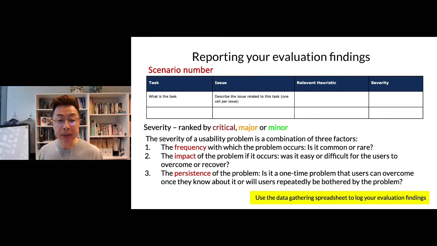The impact means how difficult it is when that problem occurred. Did it stop people from moving forward? Absolutely. Okay, then that's critical. If people were able to take a little bit of time and then find the answer and move forward, then it's a major. But if it's just a slight confusion but quickly recovered, then that's a minor. Okay? And the persistence of the problem: is it a one-time problem that users can overcome once they know about it, or will users be repeatedly bothered by the problem? So if it keeps popping up and keeps lingering in your prototype, then it's also a critical problem that you need to fix. Okay.